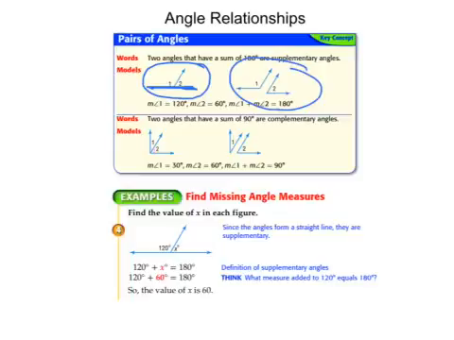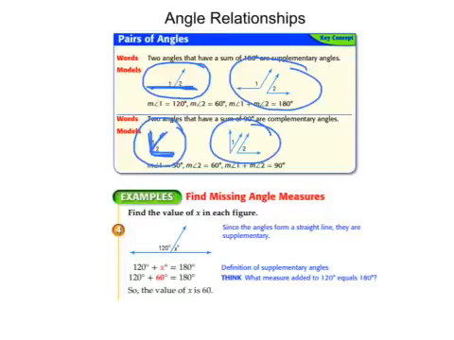The second kind is complementary angles. Complementary angles are two angles that have a sum of 90 degrees. So here in this first picture, remember 90 degrees is a right angle. So I have one big right angle, but two angles form it, angle 1 and angle 2. Same thing in the second picture here, even though they're separate, they would still add up to 90 degrees.